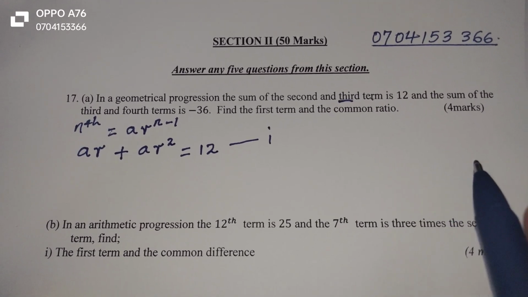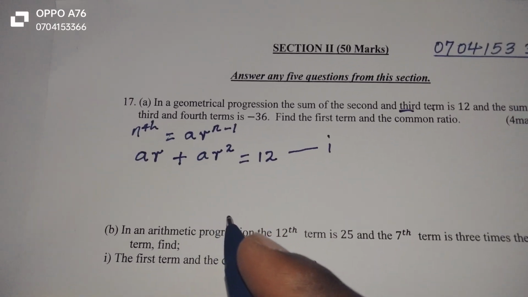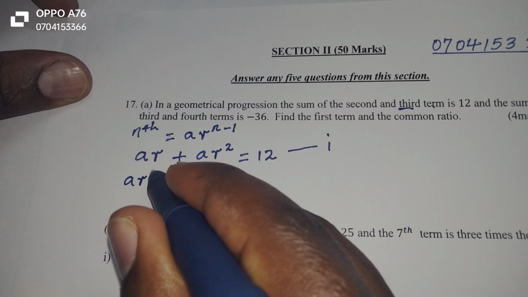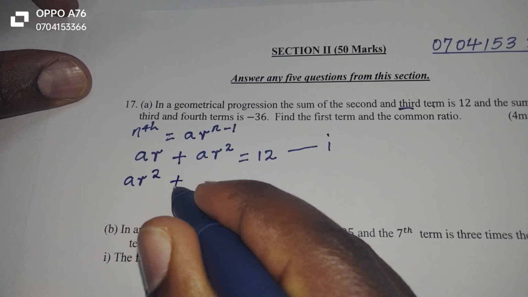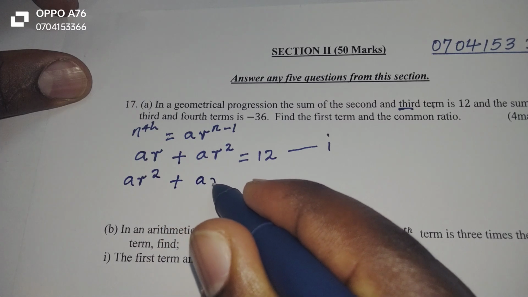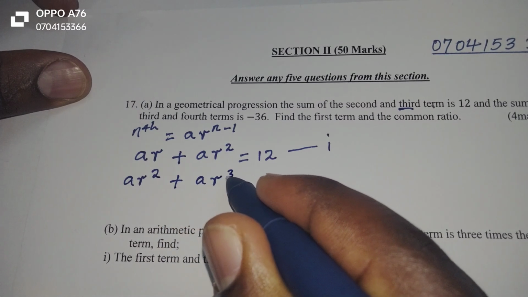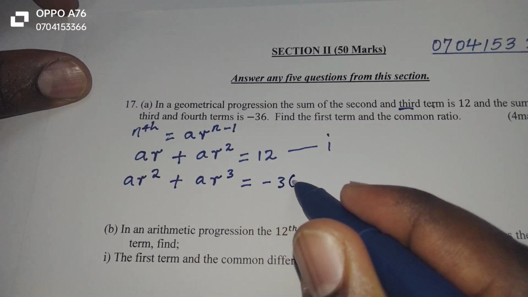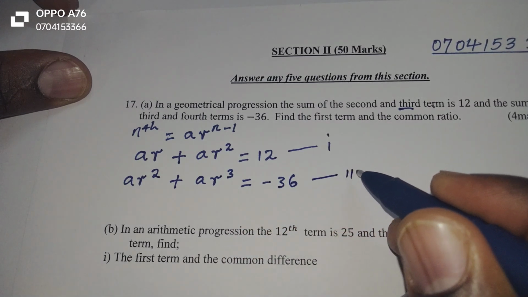Again, we are told that in the same progression, the sum of the third and the fourth terms. So the third is going to be a r power 2 plus the fourth term, which is a r power 4 minus 1, which is power 3. This is equal to negative 36. We get a second equation.